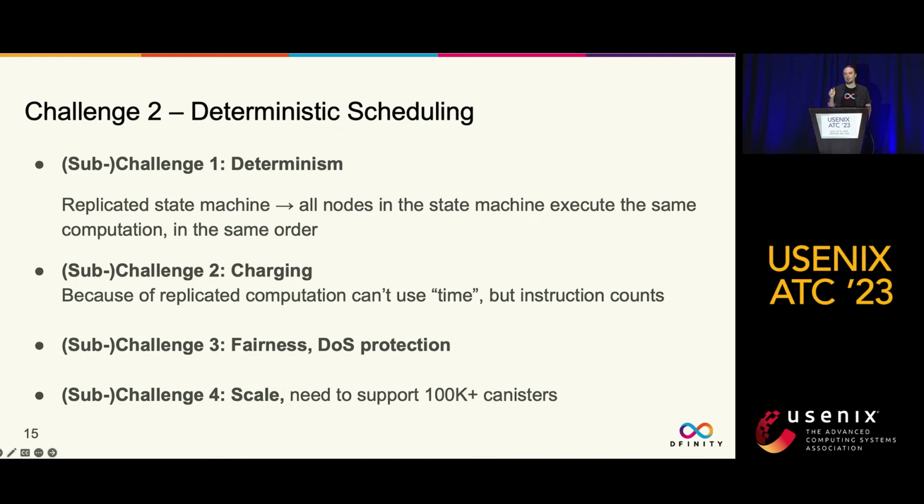Basically, it needs to make sure that no one canister blocks the whole subnet. And something super important: because the Internet Computer needs to scale to larger workloads, it needs to support hundreds of thousands of canisters, or maybe even more. So it needs to have a proper scale. We're still working on this, so it's not there yet, but it's going to happen soon.